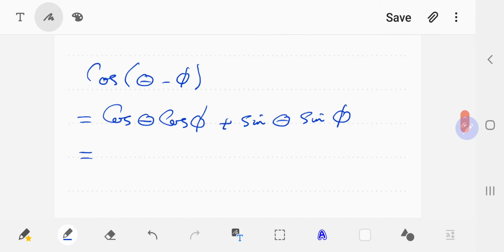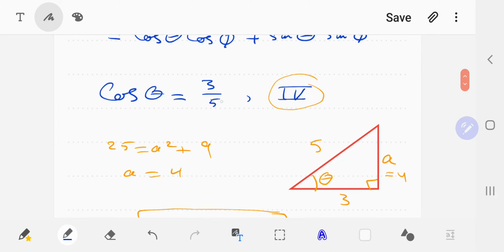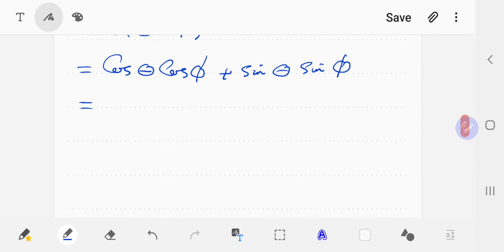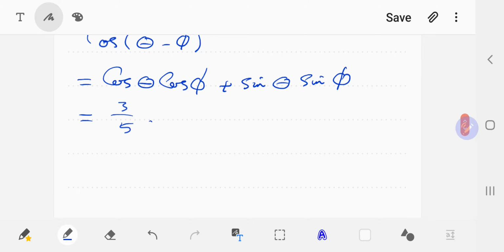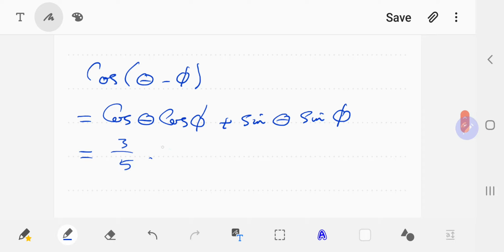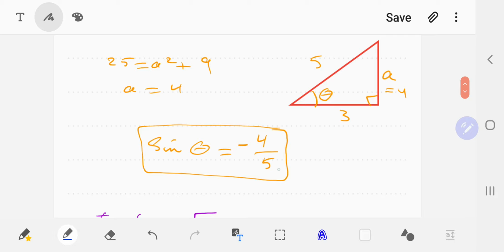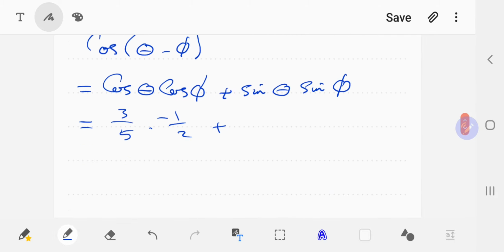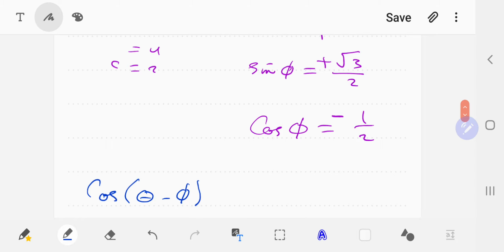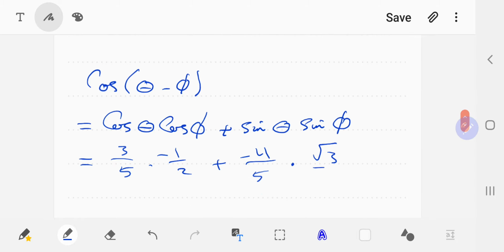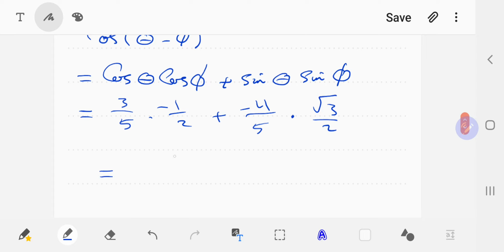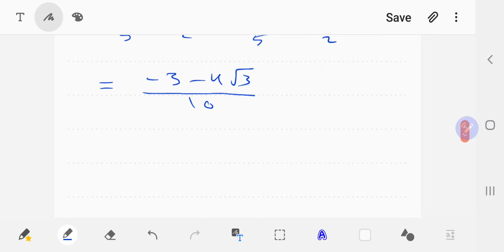So cosine theta, that was given, 3/5, times cosine phi, it's -1/2, plus sine theta, which is -4/5, times sine phi, which is positive radical 3 over 2. What does this equal to? -3 minus 4 radical 3 all over 10. And that's it. Same thing can be done for other questions.